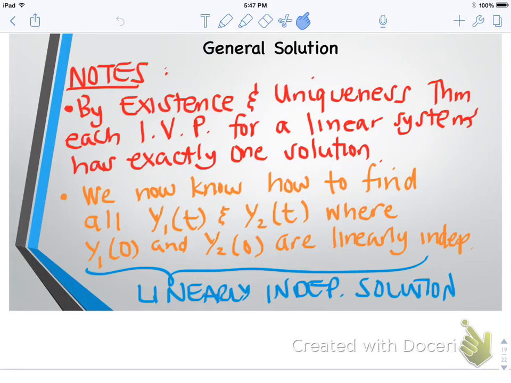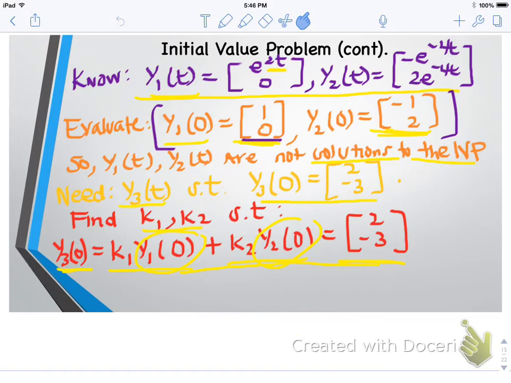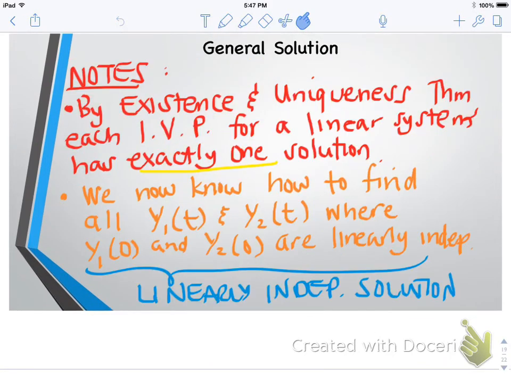And just a couple notes on that. By the existence and uniqueness theorem, each initial value problem for a linear system has exactly one solution, okay? So that's nice. That's why, from the beginning, I said if we were to plug in y sub 1 of 0, and for instance 2, -3 came out, then we would have been done, because we would have known that y sub 1 of t is the only solution for that initial value problem. That's by the existence and uniqueness theorem.